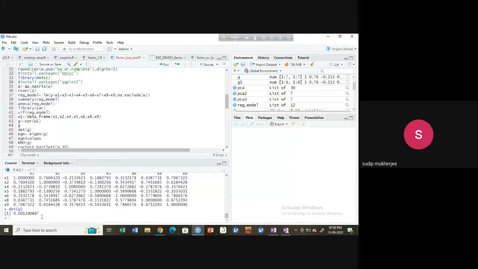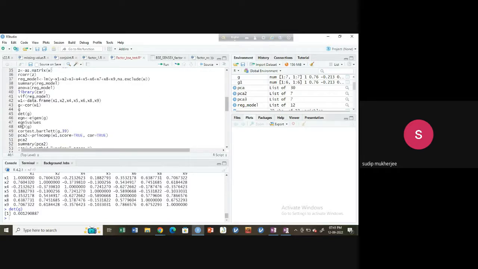Next, so the first step is this. Second step is to find out the KMO value.